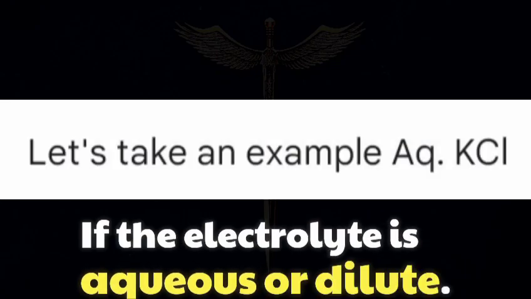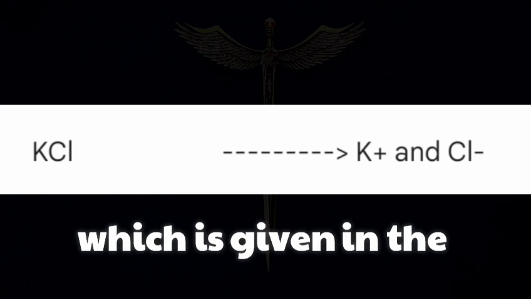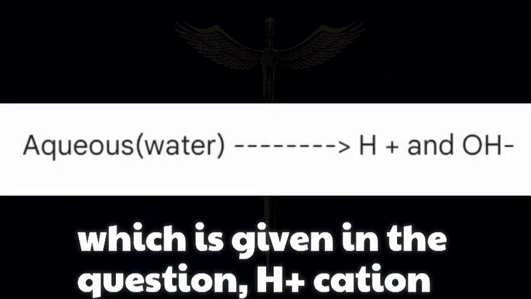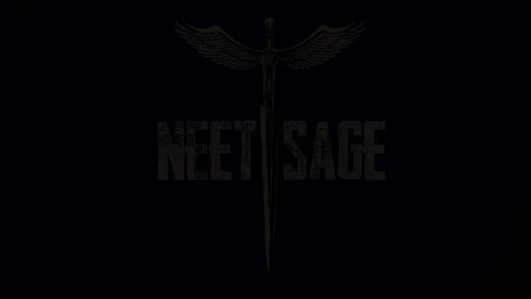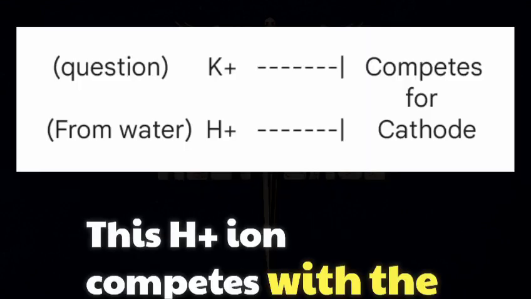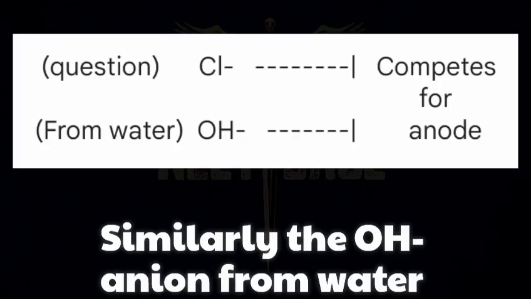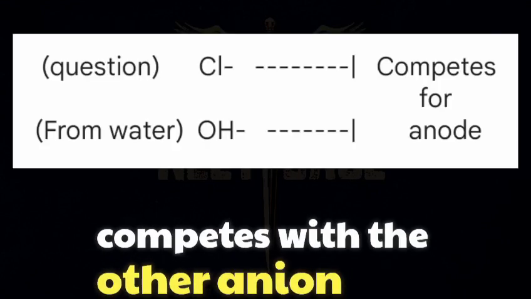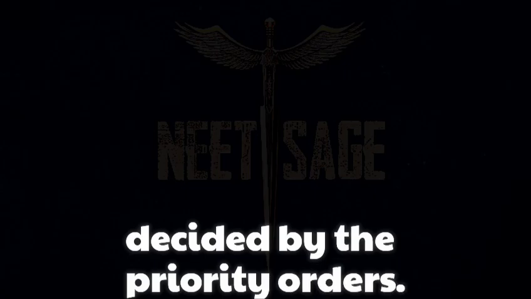Case 1. If the electrolyte is aqueous or dilute, in addition to the cation and anion which is given in the question, H plus cation and OH minus anion come from the water since aqueous is mentioned. This H plus ion competes with the other cation to get electrolyzed at the cathode. Similarly, the OH minus anion from water competes with the other anion to get electrolyzed at the anode. The result of this competition is decided by the priority orders.